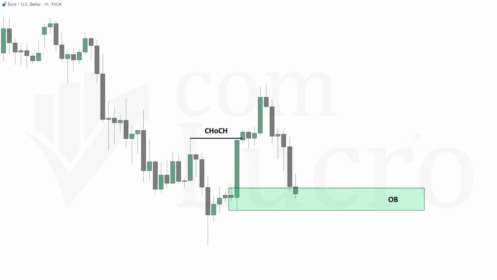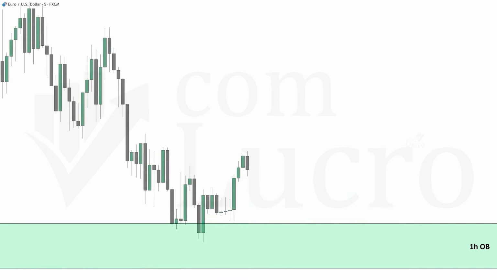The price has now tapped into this order block, so we zoom into the 5-minute chart again. On the 5-minute chart, the market has already shown a clear change of character. Exactly the reversal signal we were waiting for. This tells us the short-term downtrend has ended, and we can now start looking for long setups with confidence. The next step is to wait for price to form bullish order blocks, and then use them as entry points.